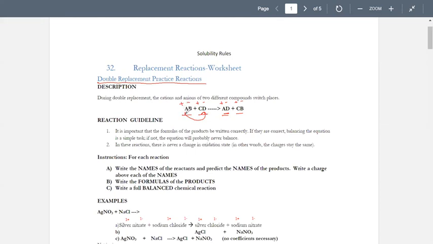So A is positive, B is negative. Instead of B negative, it takes the D. So switch the partner. Similarly, this C is positive and D is negative. Instead of D negative, it takes B. So that's how they switch the partner.